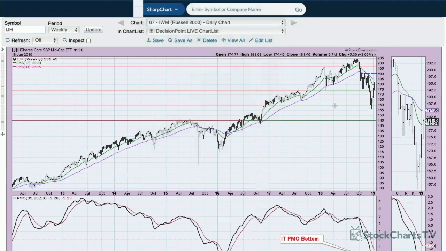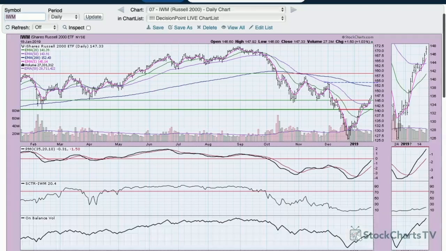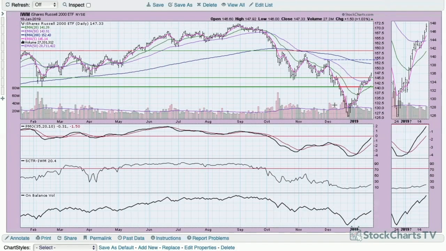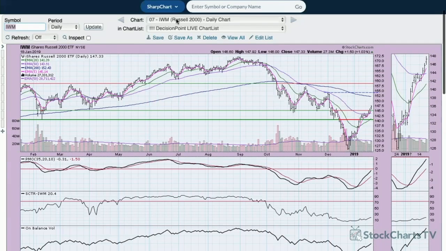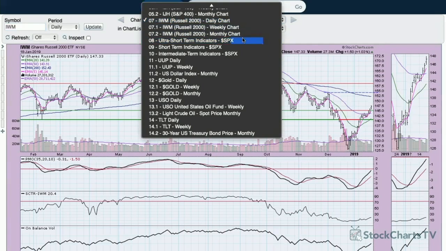Russell 2000. Here we are. Again, very similar chart. We did break out above that November low. Next area of overhead resistance, I would say, is going to be at that November-December top, right around that 154 area. So that's where I'd be watching as far as the Russell 2000 ETF, IWM. All right, let's look at a few indicators.